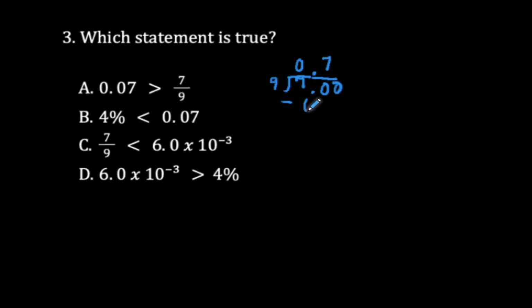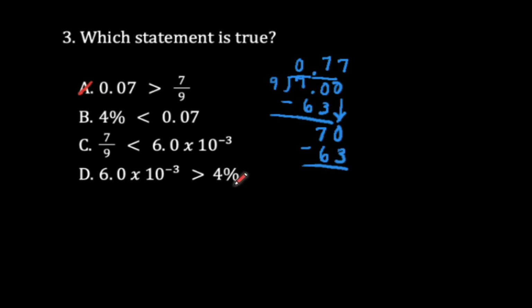9 times 7 is 63. This is 7. Bring down your 0. 9 goes into 70 how many times without going over? That is 7 times, and we'll stop right there. So this is 0.77. So is 0.07 greater than 0.77? It is not. So answer choice A is not correct.